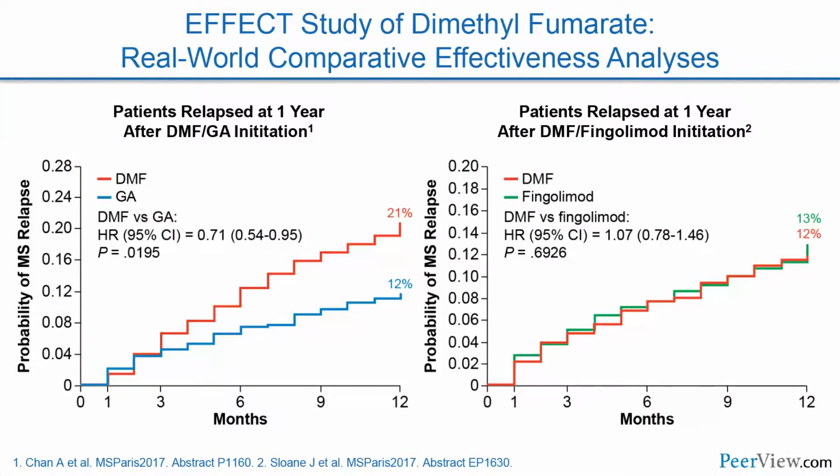EFFECT was a retrospective, multi-center, international, single-time point medical record review studying greater than 1,700 patients with relapsing remitting multiple sclerosis, evaluating the effectiveness of dimethyl fumarate and other disease-modifying therapies. An analysis of this study showed treatment with dimethyl fumarate was associated with a significantly higher proportion of relapse-free patients and lower annualized relapse rate compared with glatiramer acetate at 12 months. A separate analysis of this study showed treatment with dimethyl fumarate demonstrated no difference in the risk of relapses and annualized relapse rate compared to treatment with fingolimod.